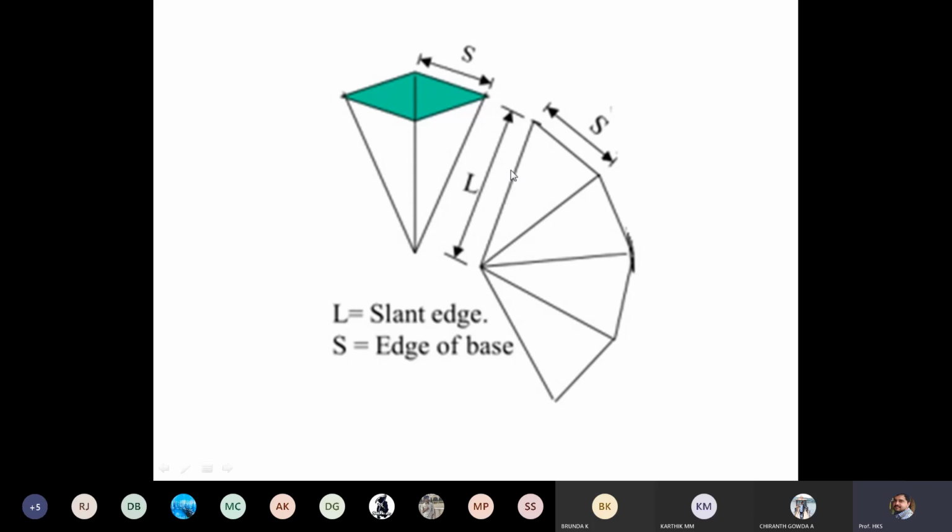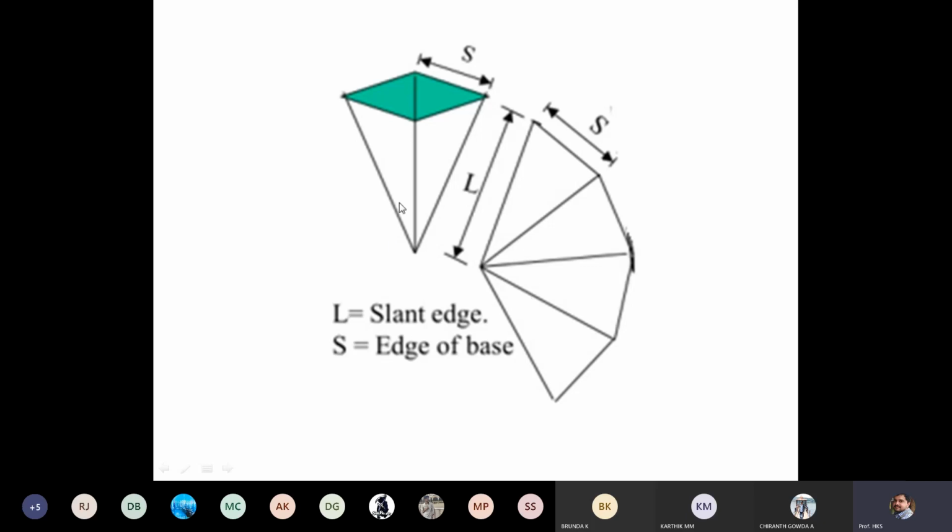This length will be equal to the length of the base edge. These lengths will be equal to the length of the base edge. And the length of these 5 lines will be equal to the length of the slant edge. So this is how it will look. If it is a development of the complete pyramid, then it will be like this.